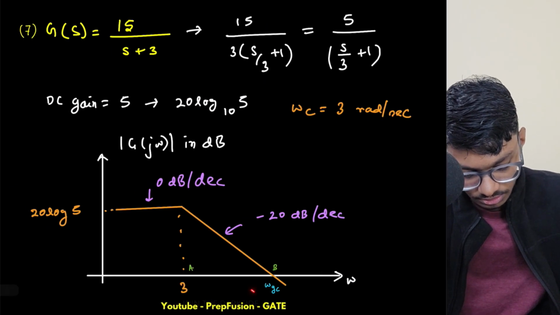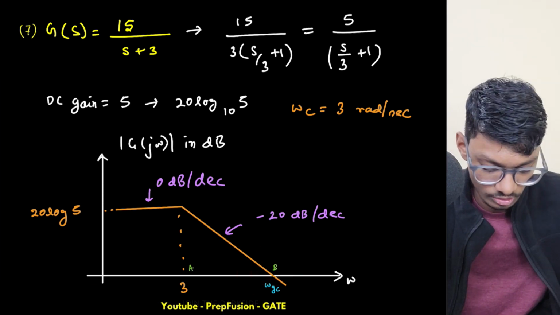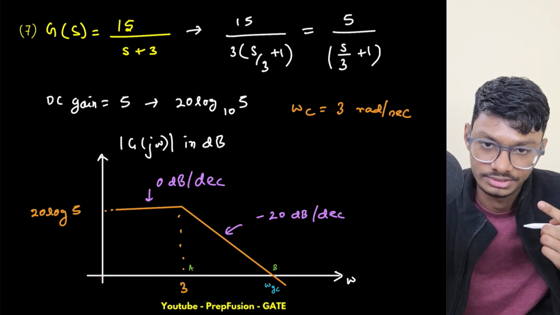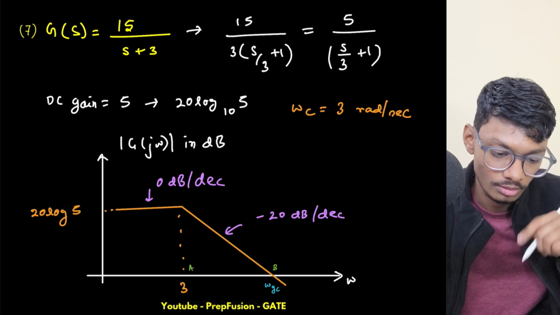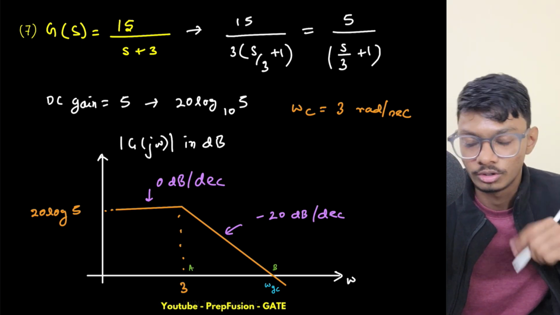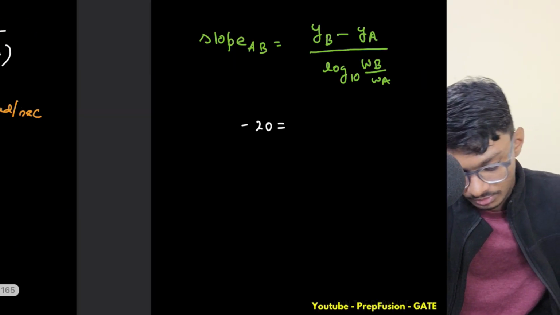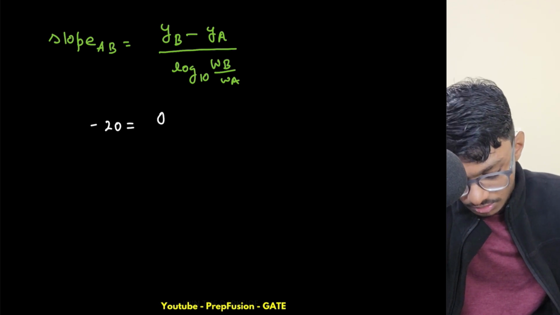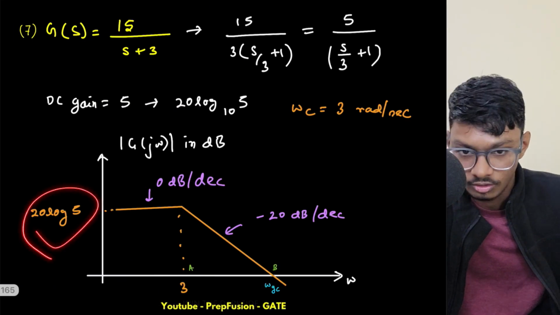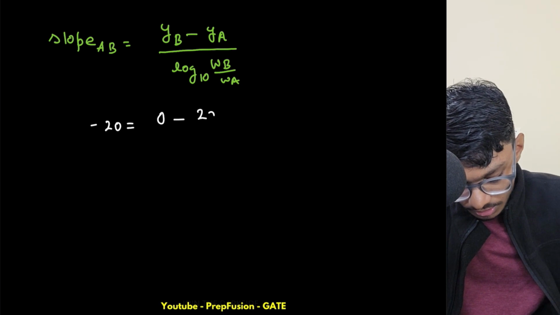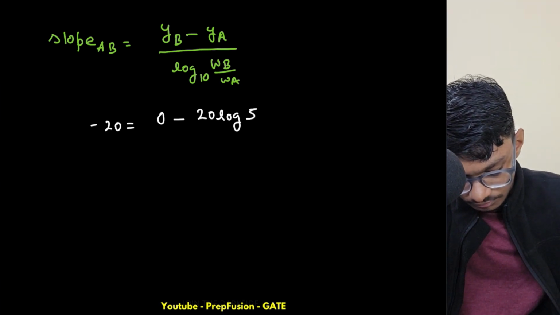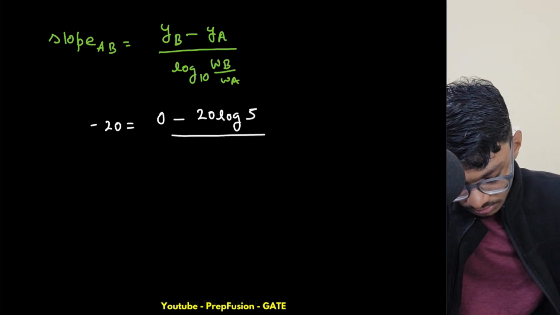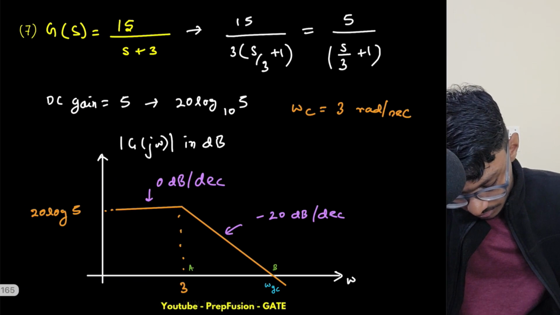And what is yb minus ya? Yb is 0 dB, because this is the unity gain frequency. Unity gain means 20 log base 10 of 1, which is 0. So in dBs it is 0, minus ya. What is ya? 20 log 5, divided by, this is log base 10, I should write.